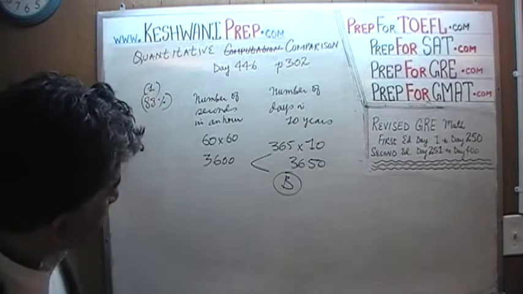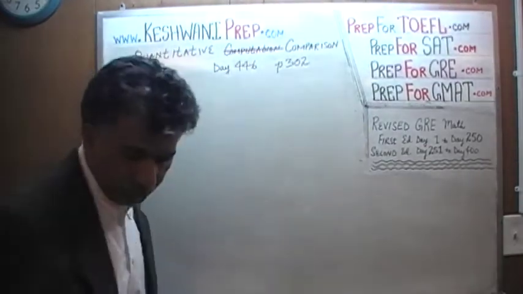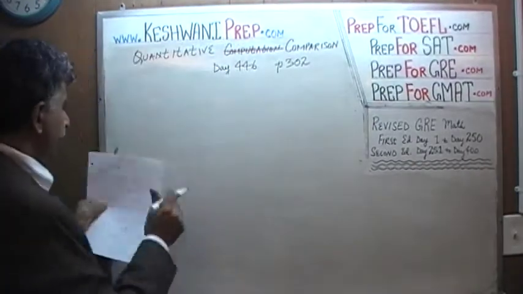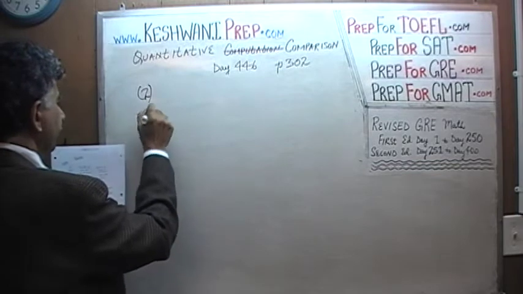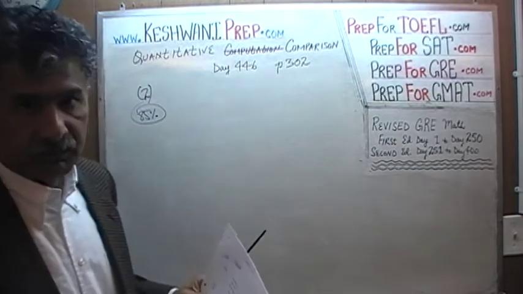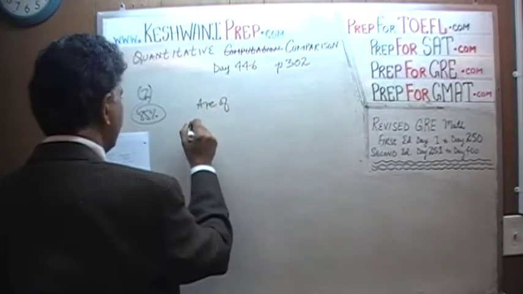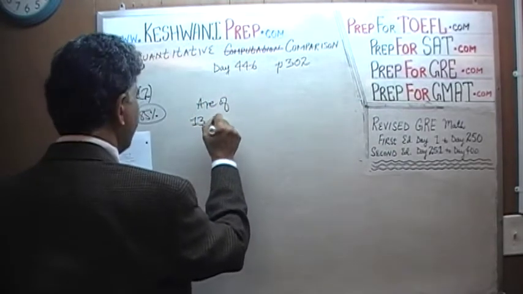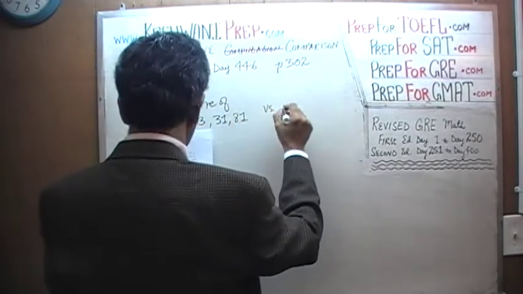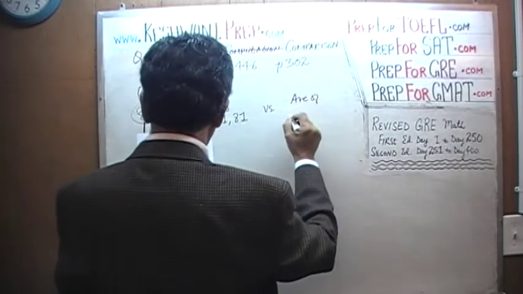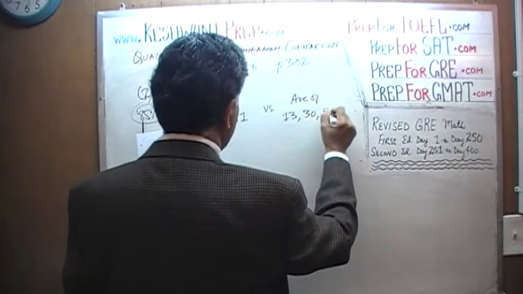Number 2. Problem number 2. In problem number 2, we are being asked to compare. The percentile is 85%. About 15% of people missed it in the exam. We are being asked to compare the average of 13, 31, and 81, versus the average of 13, 30, and 81.